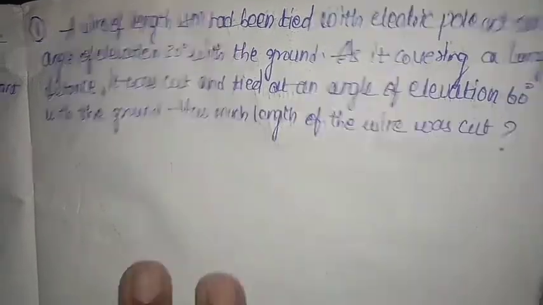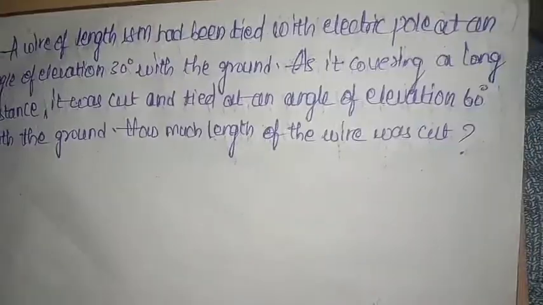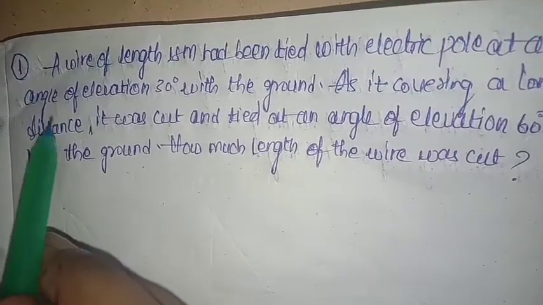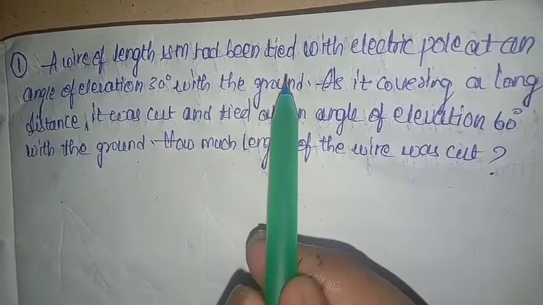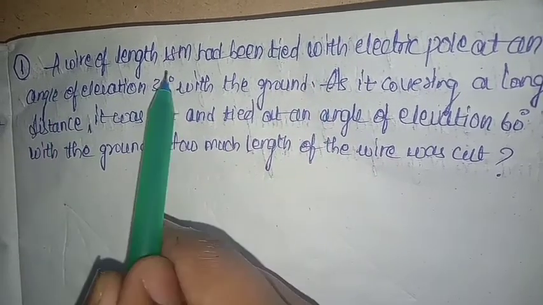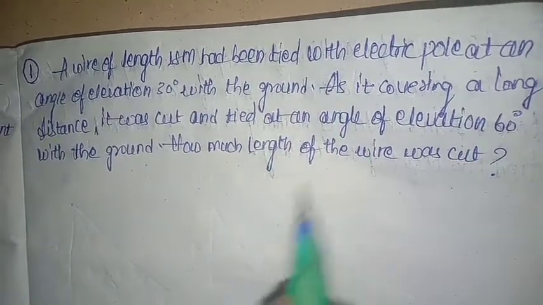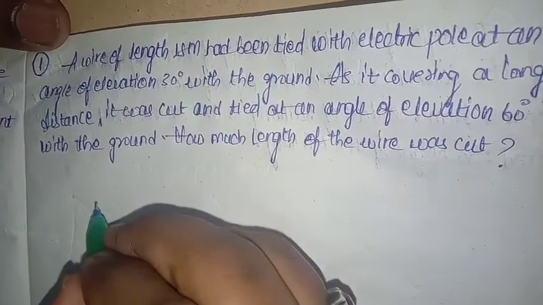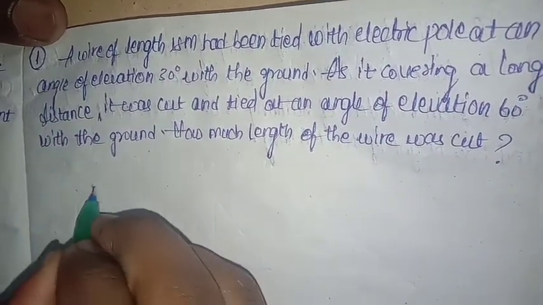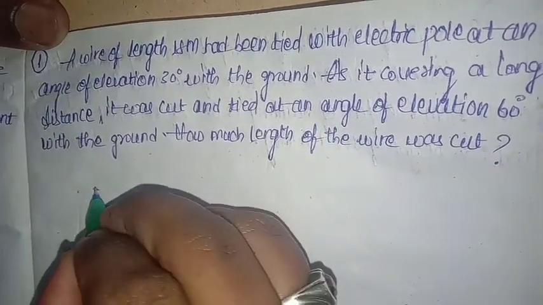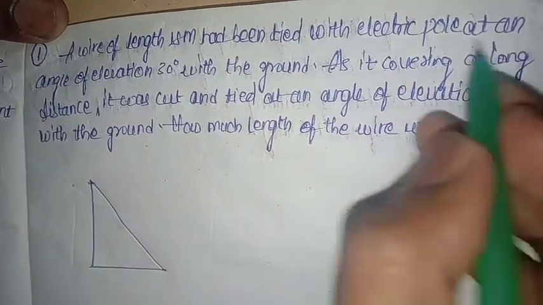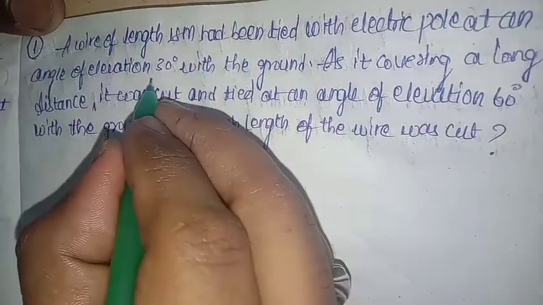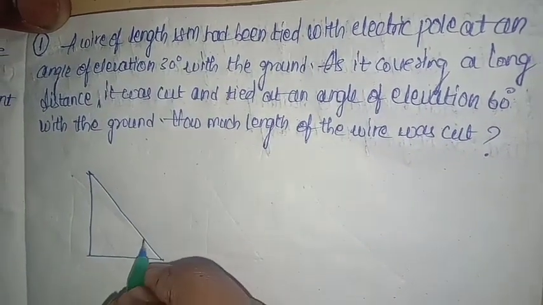Let's go into the topic. To solve the problem, first we have to read the problem. A wire of length 18 meters had been tied to an electric pole. First we have to take a wire and an electric pole. It has been tied at one point with an angle of elevation of 30 degrees.